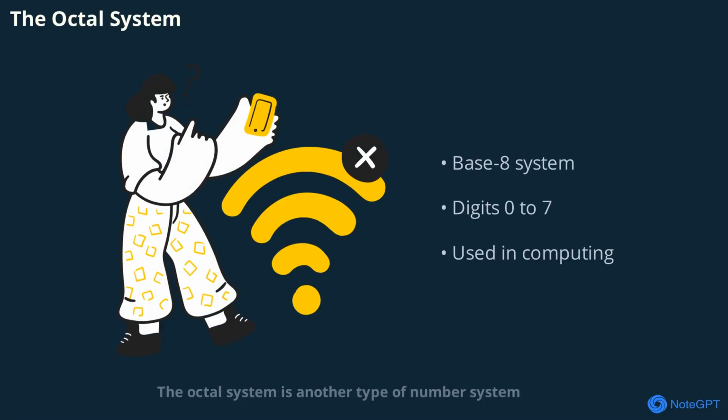The octal system is another type of number system, and it's based on 8 digits, 0 to 7. That's why it's called base 8. Octal is used in some areas of computer science, especially when working with binary numbers, because it's easier to convert between octal and binary. Each place in an octal number represents a power of 8. While you may not use octal every day, it's important to know about it, especially if you're interested in computers.